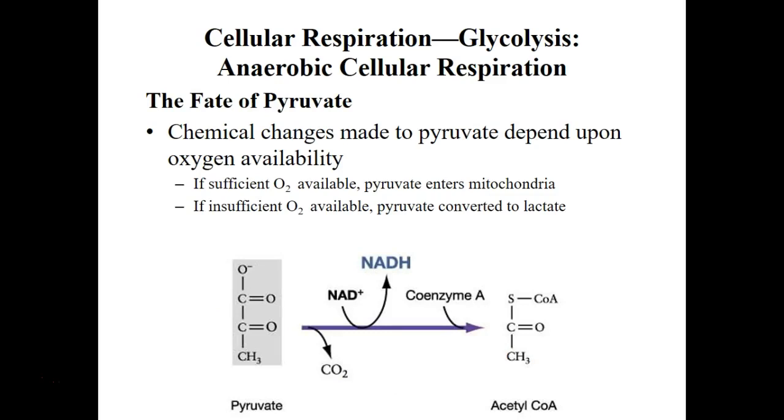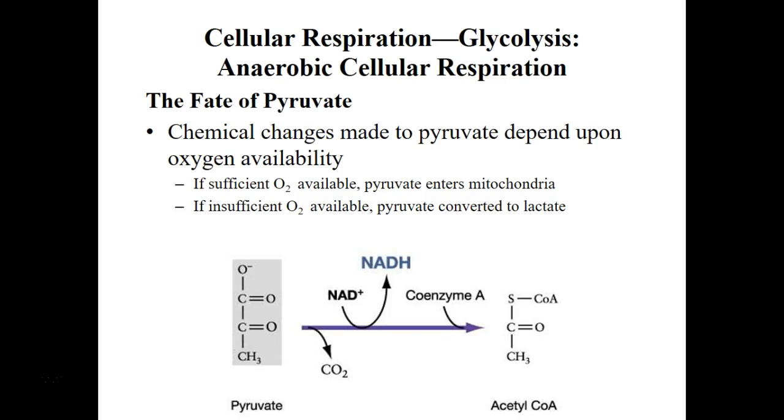I told you that at the end of glycolysis, pyruvate is either going to move into the mitochondria, or if there's not enough oxygen available, it will be reduced. So there are 2 fates of pyruvate. If you look on your study guide, one of the questions I have on there is, know the 2 fates of pyruvate. So part of the response is right here. The fates of pyruvate depend on the availability of oxygen.